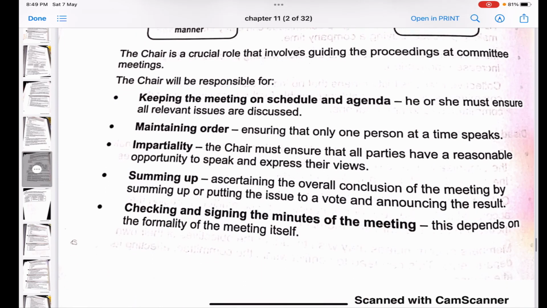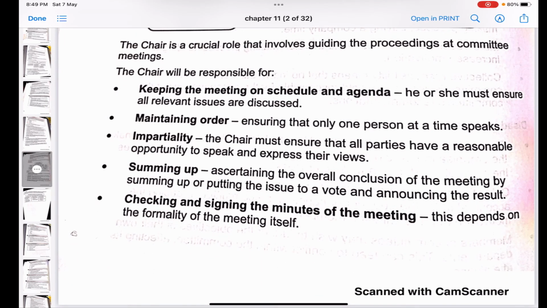So the chair is a crucial role that involves guiding the proceedings of the committee. What are the responsibilities of the chair? The first thing is keeping the meeting on schedule and agenda. He or she must ensure all the relevant issues are discussed. Then maintaining the order, impartiality, summing up, checking and signing the minutes of the meeting.